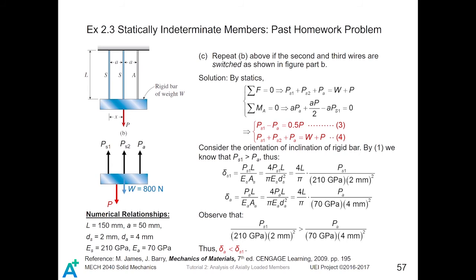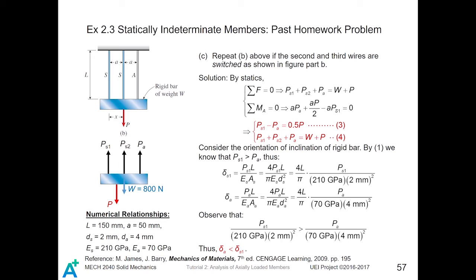Now we change our problem a little bit, such that the wires A and S are switched. Now the two steel wires are located next to each other, while A is located on the right hand side. The system loading is shown like this. We want to find the allowable load P under this system if those two wires are switched.